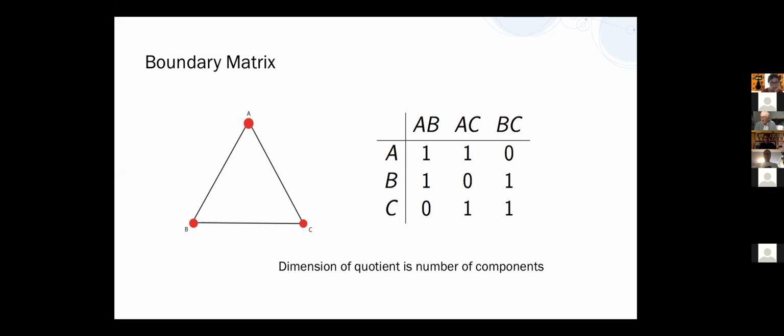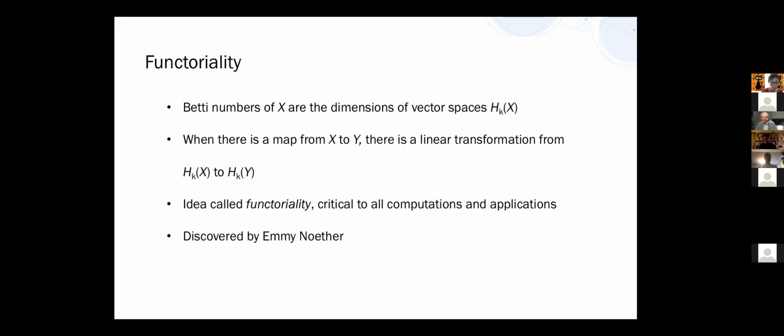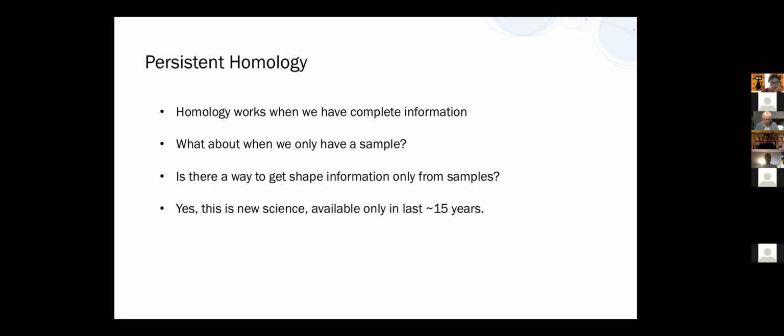They souped it up to where you can count spheres and higher dimensional objects. I won't go into all the algebra on that, but suffice it to say that what you get is a vector space for every dimension k. There's a key observation here, which was made by Emmy Noether, which says that when there's a map from X to Y, there's a linear transformation from H_k of X to H_k of Y. This idea is called functoriality. It's critical to all computations and applications of the subject, and was discovered by Emmy Noether.